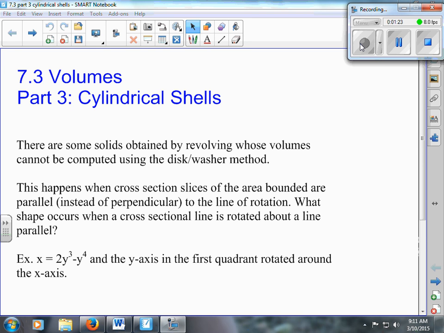And if you imagine a line revolving around a parallel line, the shape that it leaves behind is not a washer or a disc anymore. Perpendicular cross sections leave behind washers and discs, but parallel cross sections leave behind toilet paper rolls when you rotate them. Okay, so now I'm going to draw this out.